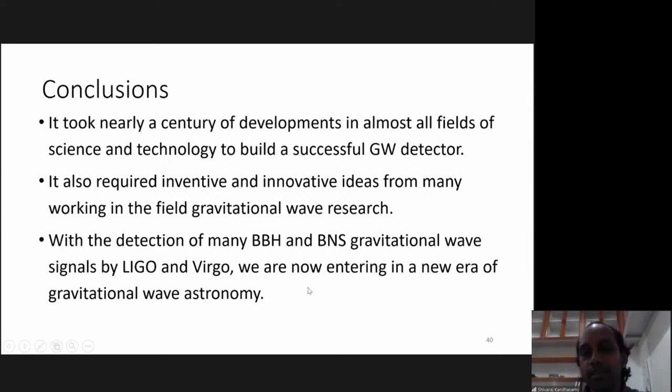After applying all these technologies, the LIGO and Virgo detectors were able to see many binary black hole and binary neutron star signals in the past 3 observing runs. And I think we are now entering a new era of astronomy where we can use gravitational wave signals to study these black holes and binary neutron stars that are distributed at far distances in the universe, and we would be able to understand not only their evolution, but also the evolution of the universe as a whole.